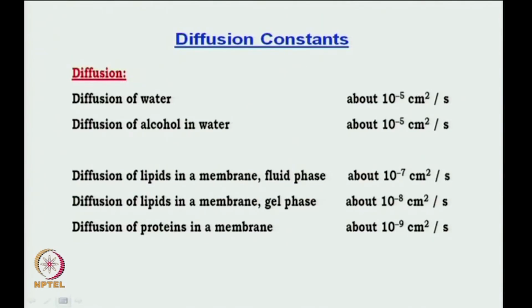Gel phase, you know what happens in the gel phase. It is kind of more rigid, that is what gels are, right. Take any gel, like a polyacrylamide gel. The difference between a gel and a fluid is that in a gel you have a mesh-like network, so diffusion is restricted. In fluid, diffusion is obviously more free, and hence you can see the difference in diffusion constant. And diffusion of proteins in a membrane is 10⁻⁹ centimeter square per second.